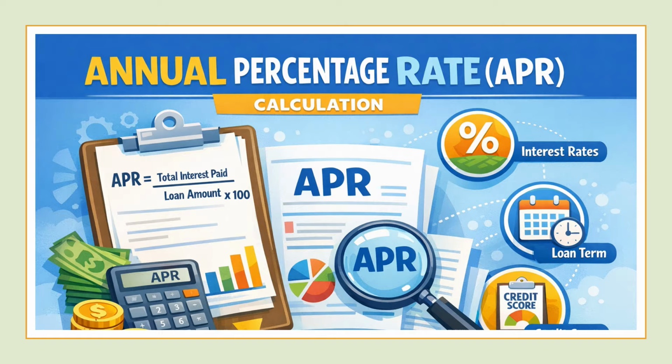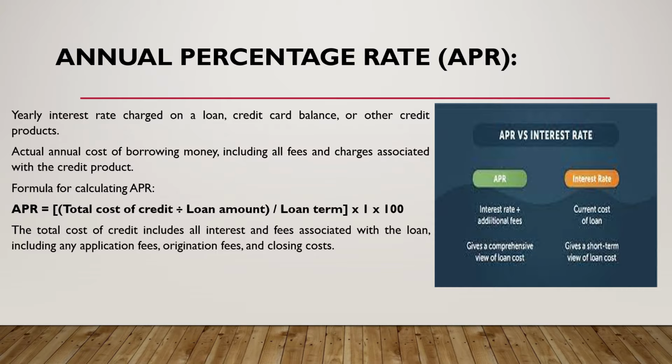Annual percentage rate or APR is the total cost of borrowing for 1 year. Yearly interest rate is charged on a loan or a credit card balance or other credit products. It is the actual annual cost of borrowing money, including all fees and charges which are associated with the credit product.